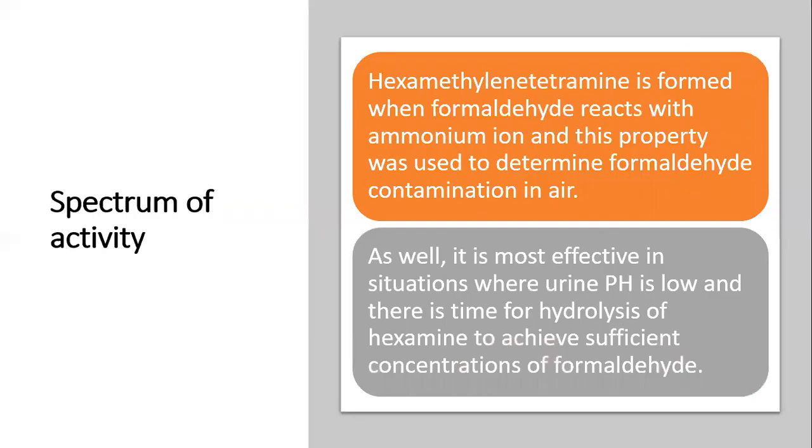For the spectrum of activity, hexamethylene tetraamine is formed when formaldehyde reacts with ammonium ion, and this property was used to determine the formaldehyde contamination in the air. As well, it is most effective in situations where the urine pH is low, and there is time for hydrolysis of hexamine to achieve sufficient concentrations of formaldehyde.